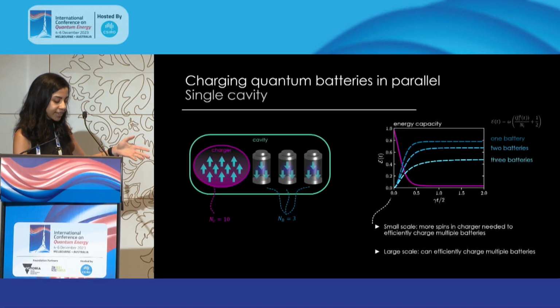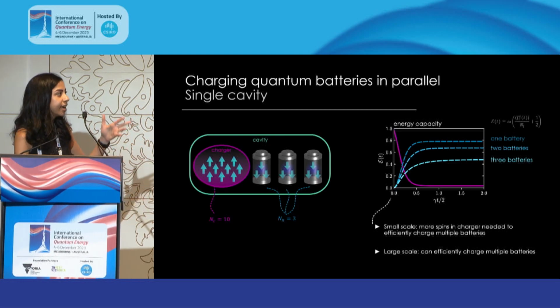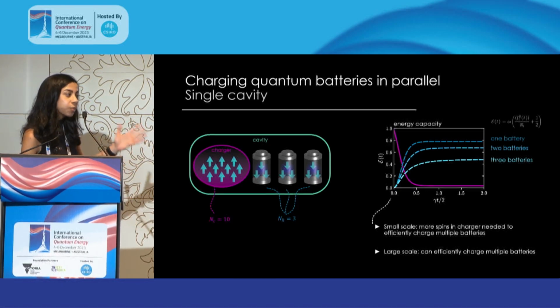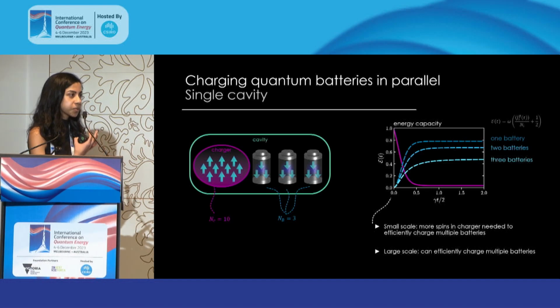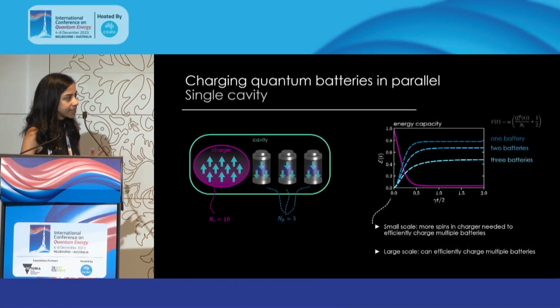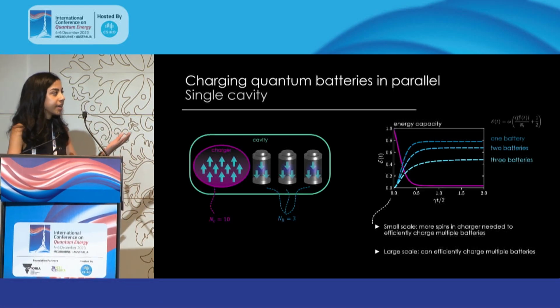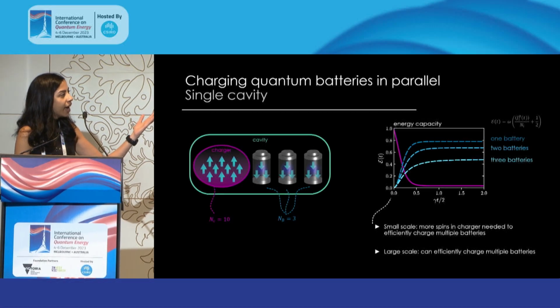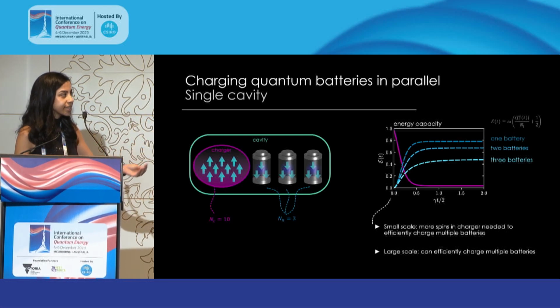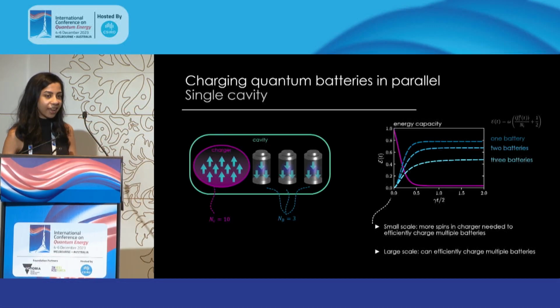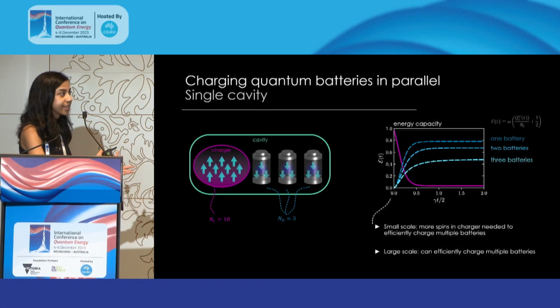And this is because the total number of spins in all of the batteries is 9 versus the 10 spins in the charger. So on the small scale, if we want to use this method, we need to compensate the number of spins in the batteries with a larger charger. But if we want to do this on the large scale, where there's maybe 10 to the 4 spins in the charger and 100 spins in the batteries, if I produce this plot again, all of the lines will overlap. So on the large scale, this is fine. On the small scale, you just need to compensate for this adjusted spin population.